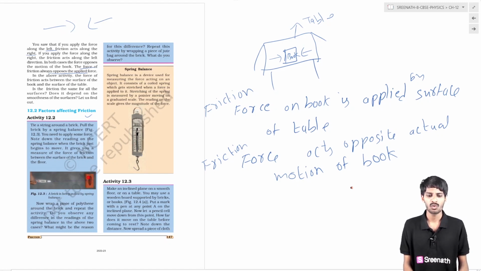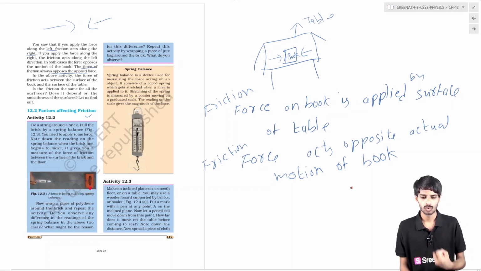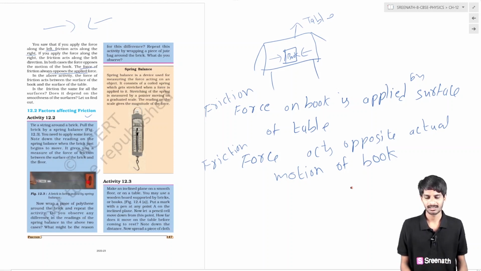Now what happens if you pull the brick, placing it in this direction? You have to note down how much force it requires to move the brick. To overcome the static friction, or to overcome the friction, how much force you have to apply.